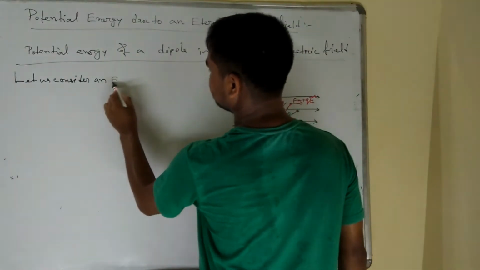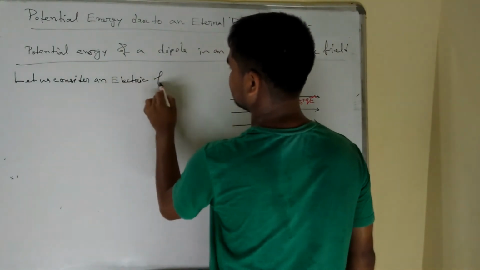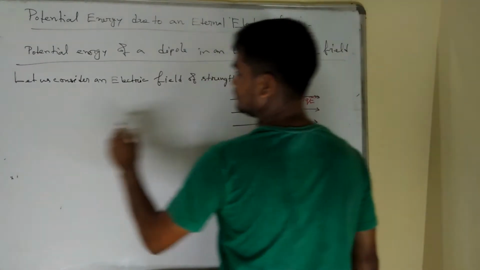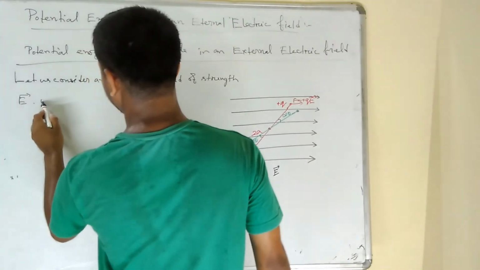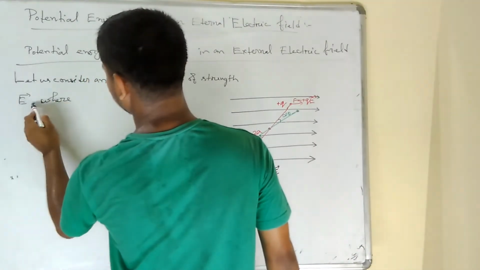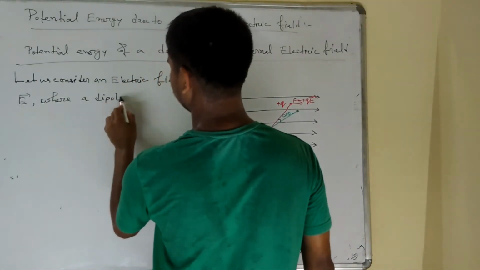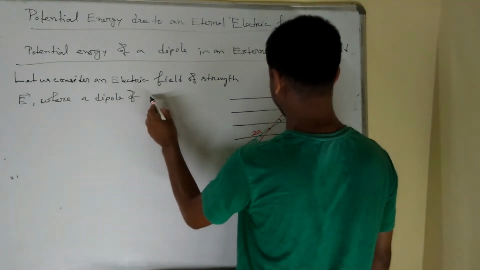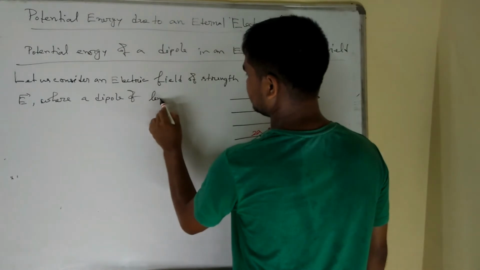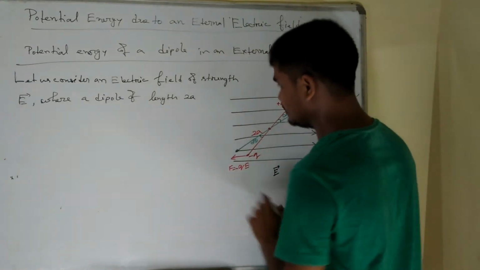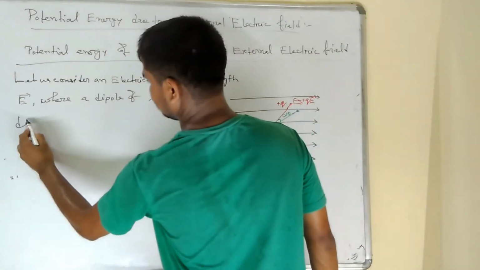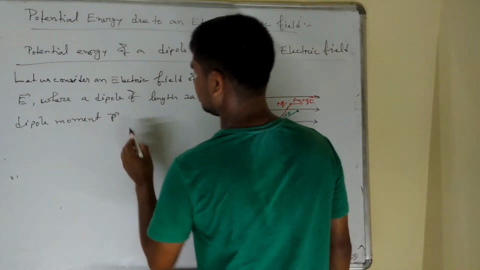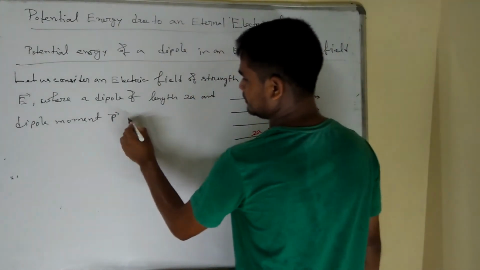Okay, let us consider an electric field of strength E, where a dipole of length twice A and dipole moment P is placed.